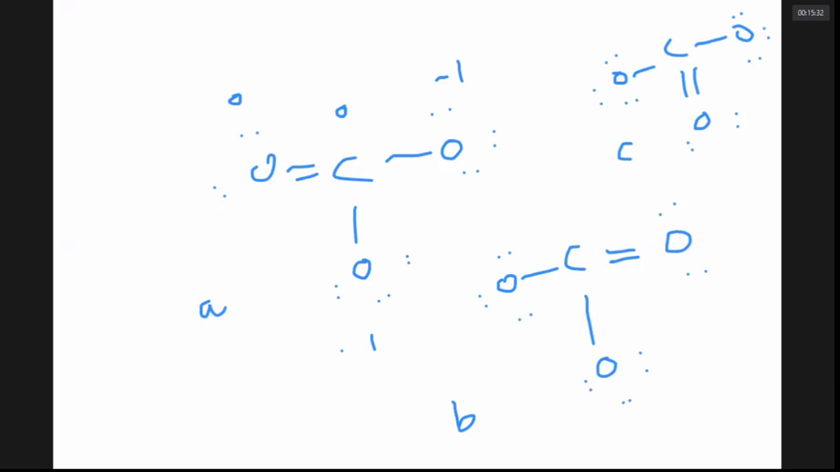Now there is a challenging question. Can you write the Lewis dot formula for nitric oxide? Well, nitrogen has 5 valence electrons. Its configuration is 1s2, 2s2, 2p3. Oxygen has 6 valence electrons. Its configuration is 1s2, 2s2, 2p4. Total, it has 11 electrons.